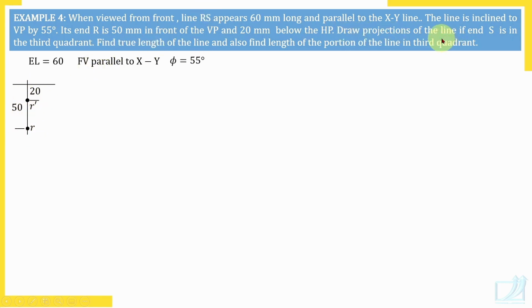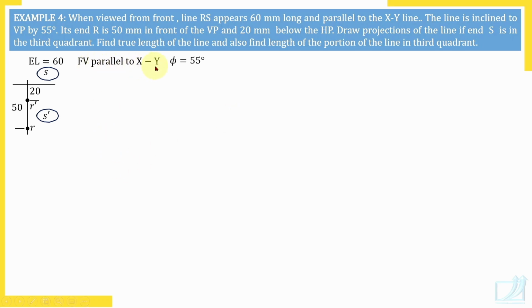Draw projections of the line if end S is in the third quadrant. Third quadrant means top view must be above XY line and front view must be below XY line. Remember, position of the other end is important. While measuring the inclination given in the problem, we are going to take care of the position of the other end.